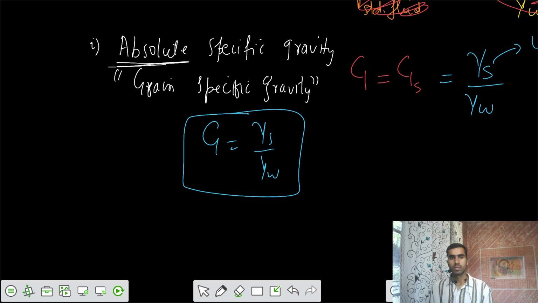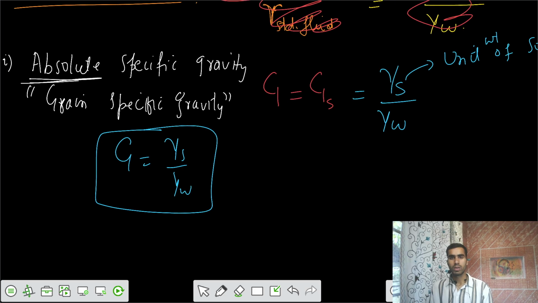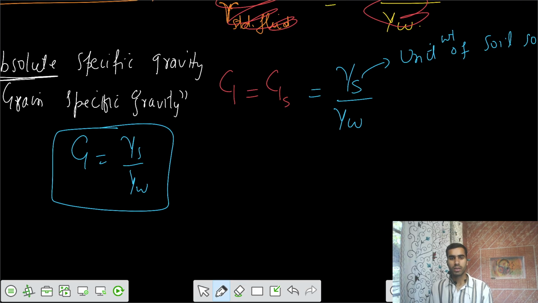After that, there is one more part we can have from this. What is actually gamma S? Can you tell me what gamma S is? That's actually the weight of the solids by the volume of the solids. And what is gamma W? This is gamma W.